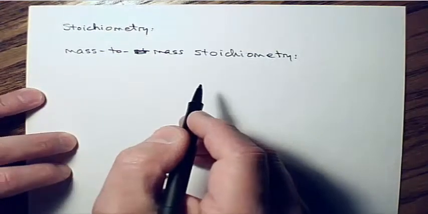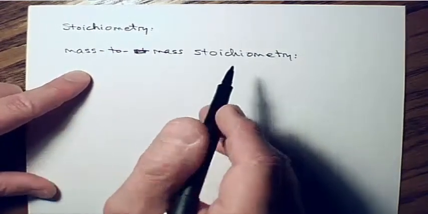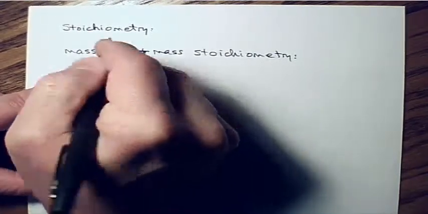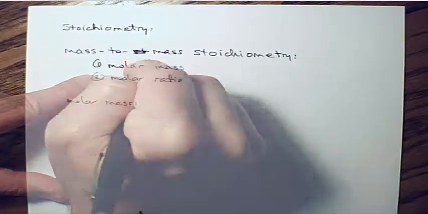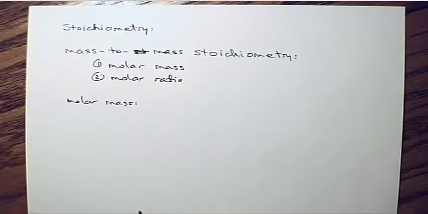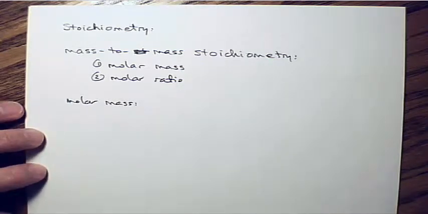Now, a couple things you need to know to do mass-to-mass stoichiometry, and one of them is how to calculate what's called molar mass. Molar mass is found by adding up all the atomic masses of all the atoms in a chemical formula. The atomic masses come in atomic mass units. We used to write the shorthand for atomic mass unit as AMU, but chemists got lazy and shortened that to just the lowercase letter u. So an atomic mass has units of just the letter u.